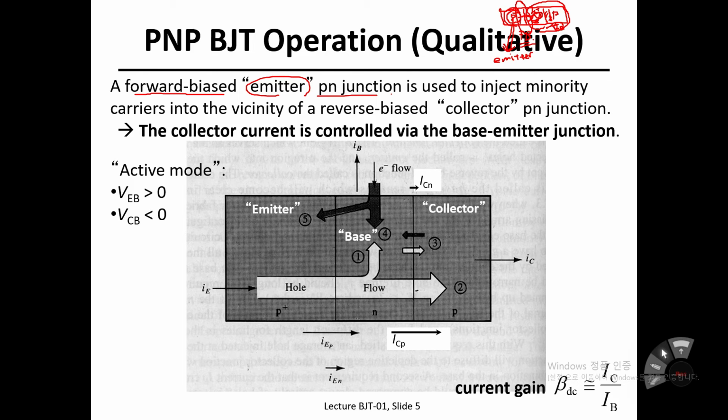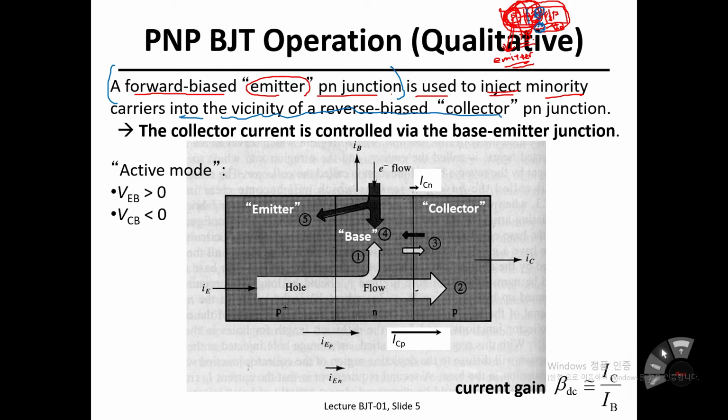So this forward biased emitter PN junction is used to inject what? Minority carriers. Why minority carriers? Once a hole has been delivered to this N side, the hole becomes a minority carrier. So we would like to inject many minority carriers into this N side. This magic box, the forward biased emitter PN junction, is used to inject minority carriers into where? The vicinity of the reverse biased collector PN junction.